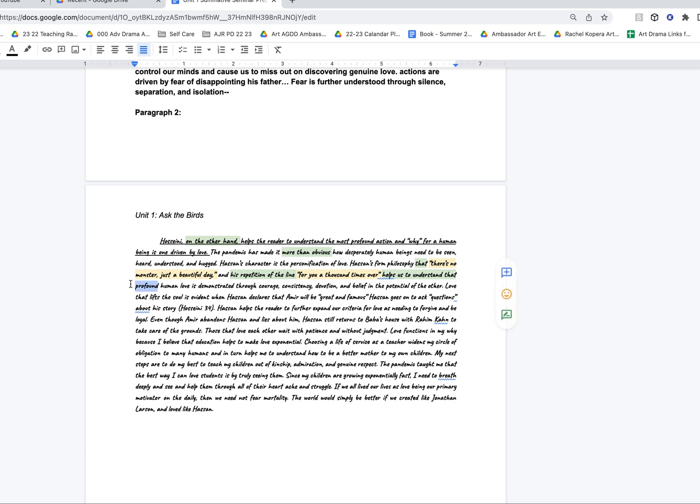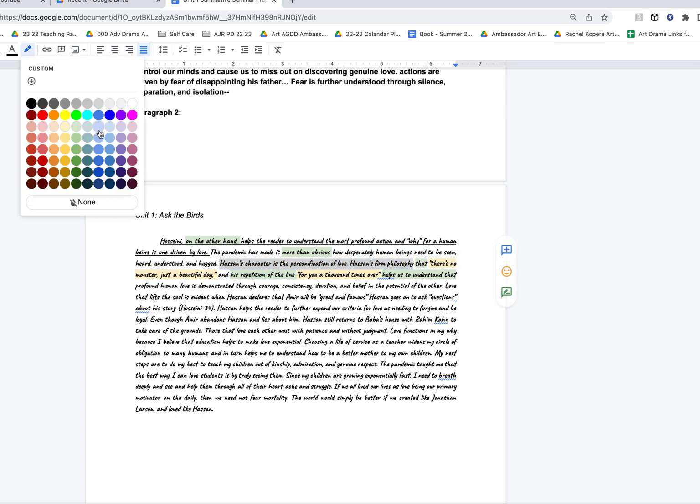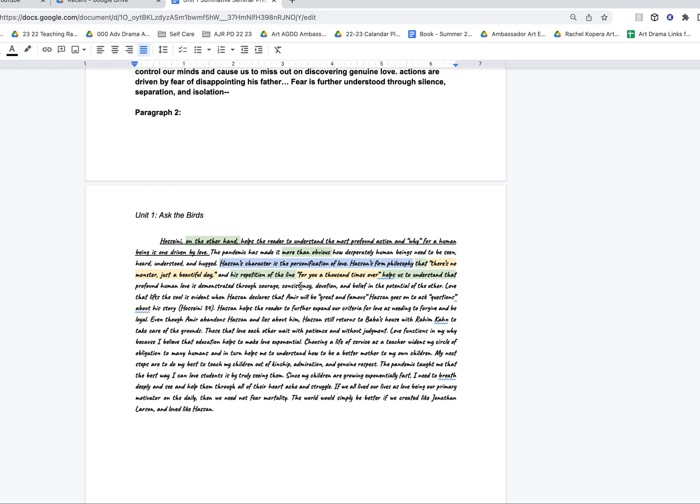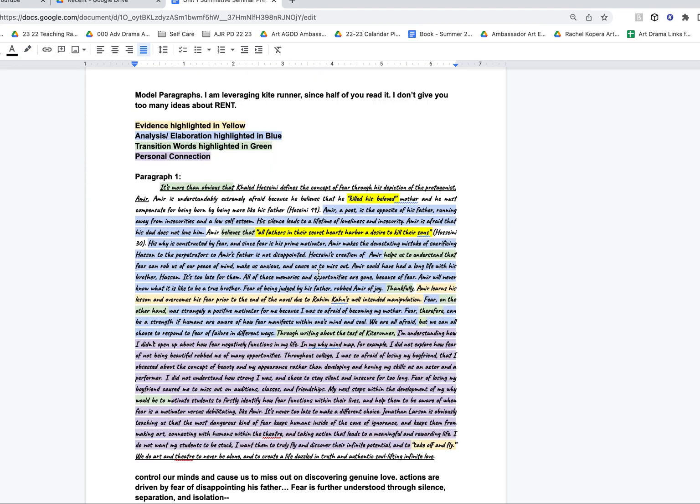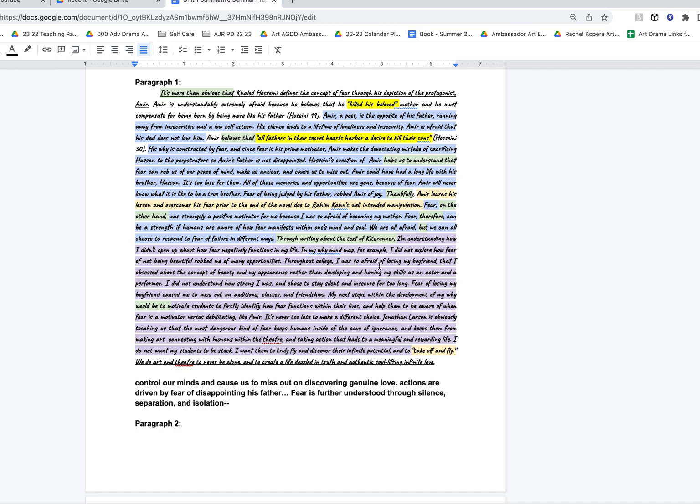Okay, so all this is elaboration, right? And opinion, right? So this character is the personification of love. That's my opinion. That's not a fact. Evidence is a fact, right? So anything that is factual is a fact.